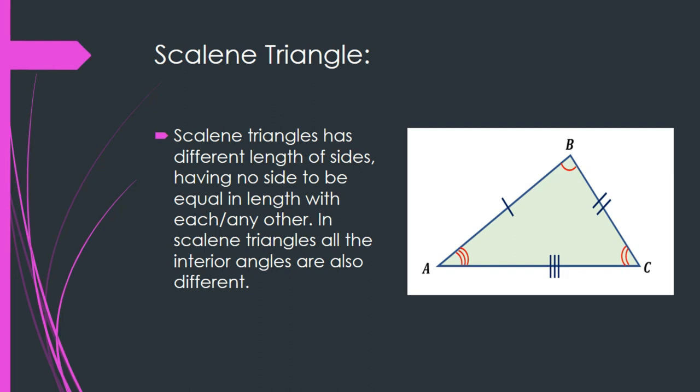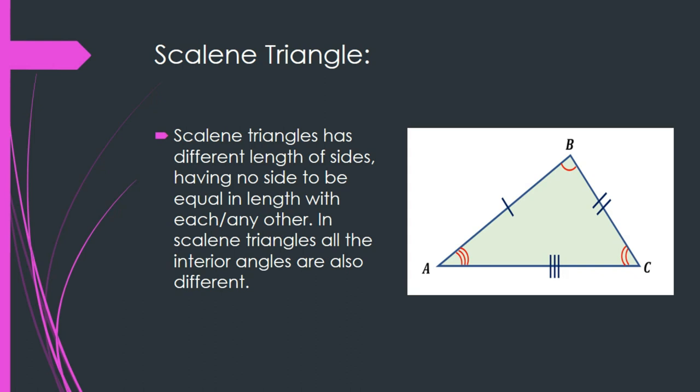Scalene triangle. Scalene triangles have different lengths of side, having no side equal in length with any other. In scalene triangles, all the interior angles are also different.